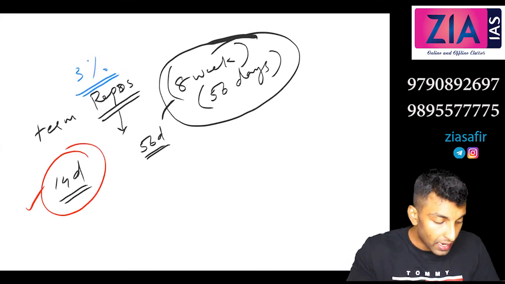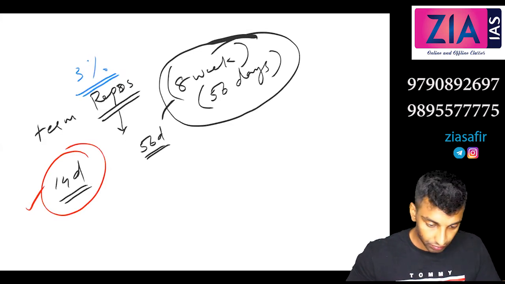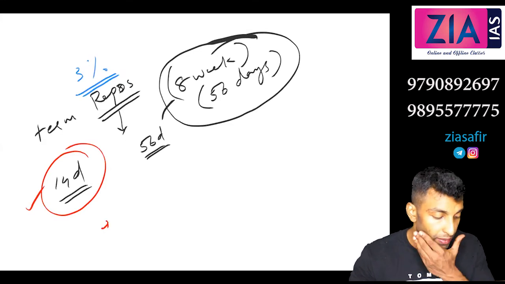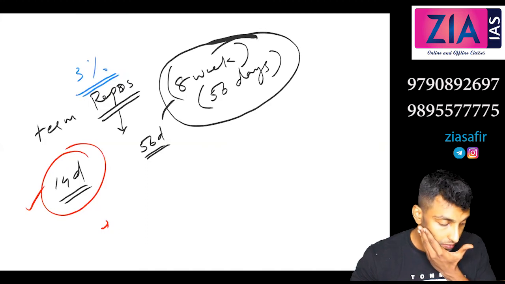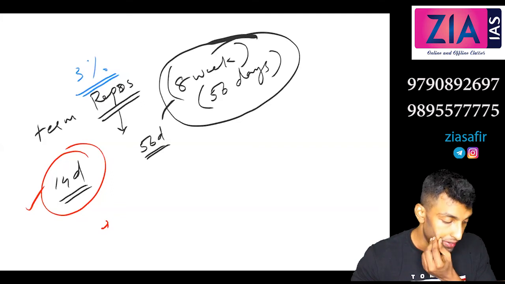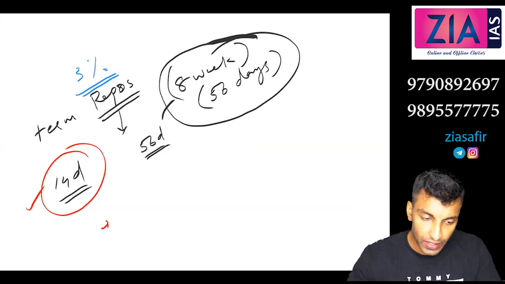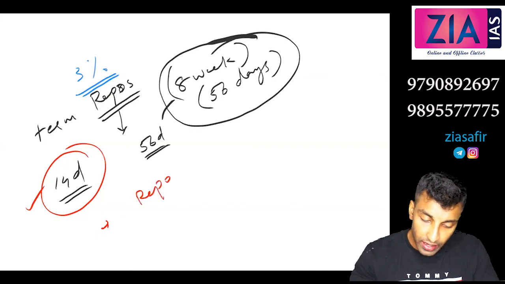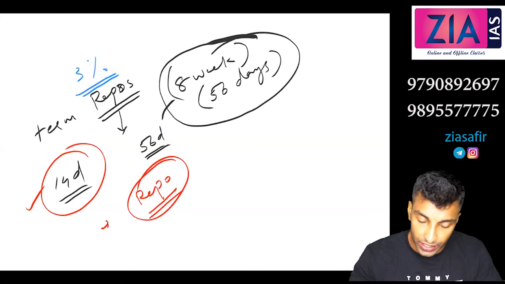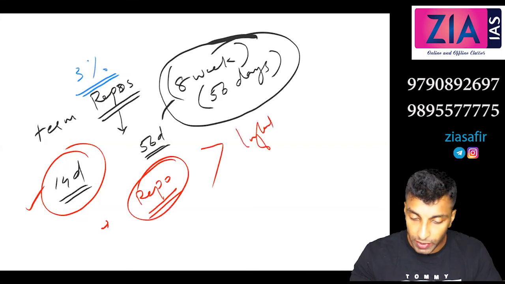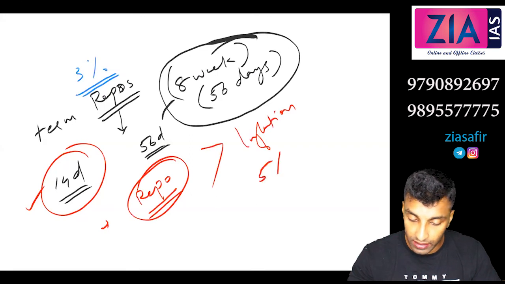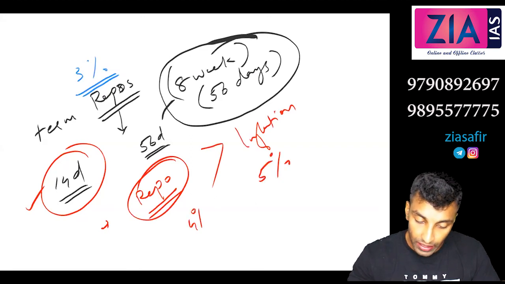Next point you write, the real policy rate should remain positive. What does that mean? Real interest rate we have discussed already. So real policy rate means what? When you are fixing the repo as the policy rate, it should be greater than inflation. Let's suppose 5% inflation is there, and if your repo is 4%, so effectively real policy rate is negative here, right?